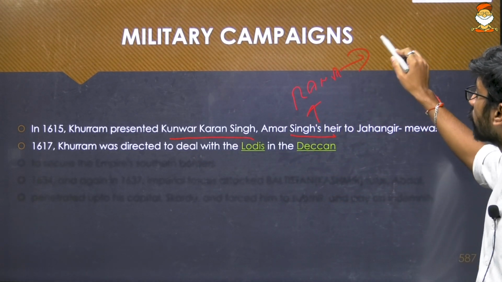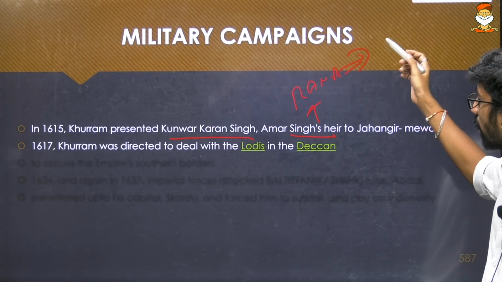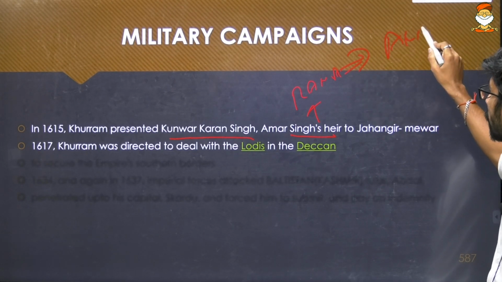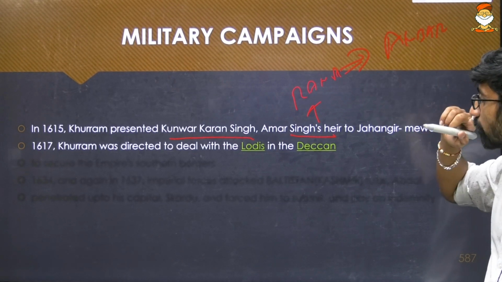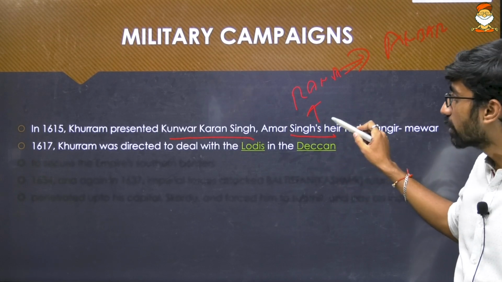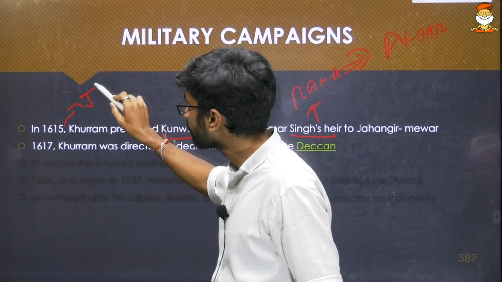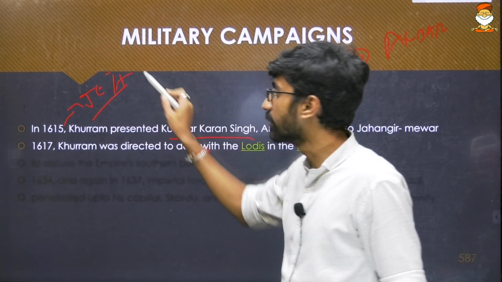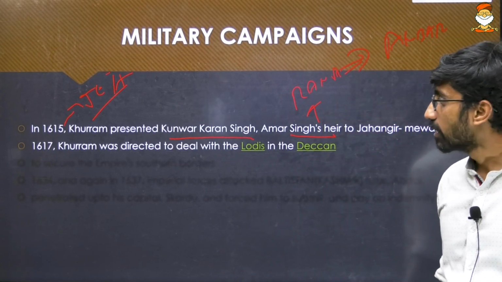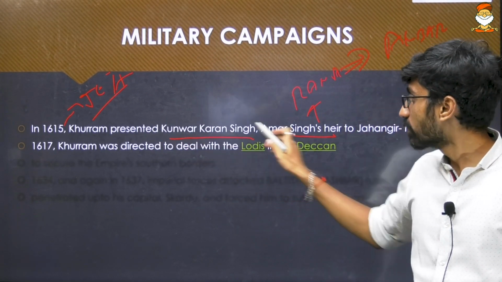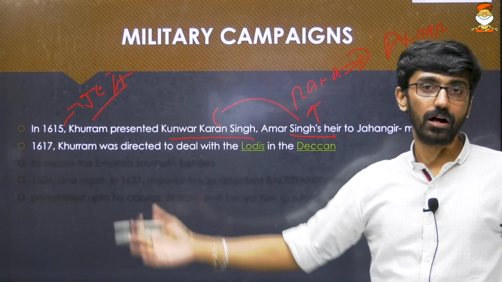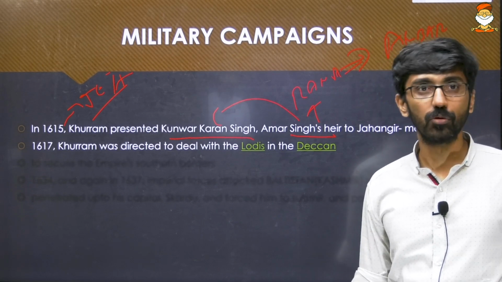Rana Pratap. I think Akbar tried to defeat Rana Pratap, okay, that was the Battle of Haldighati. Then again during 1615, during the time of Jahangir, Khurram was still the prince then, Shah Jahan was the prince, and then he presented Kunwar Singh, Amar Singh's heir. He brought him under the influence of Mughals ultimately.